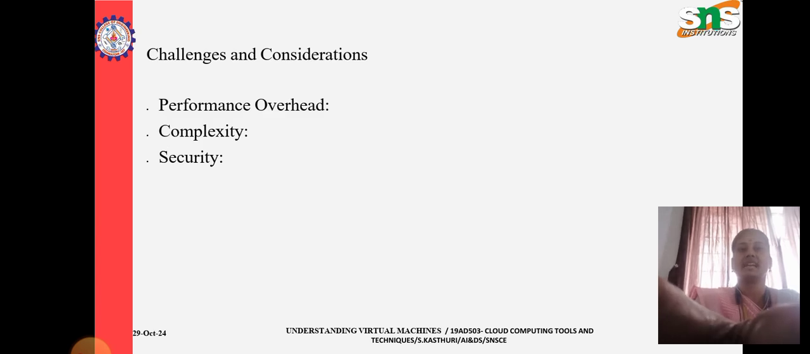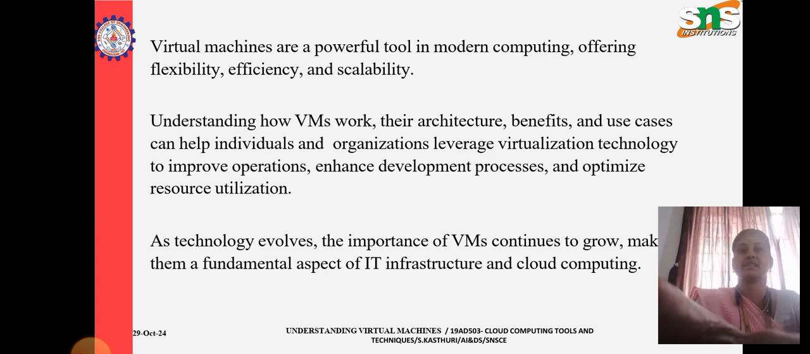What are the challenges and considerations we face? They are performance overhead, complexity and security. In performance overhead, VMs may introduce some overhead compared to running directly on physical hardware, particularly with Type 2 hypervisors. Complexity: managing multiple VMs can lead to complexity, requiring robust management tools and practices. Security: while VMs are isolated, vulnerabilities in the hypervisor can potentially expose all VMs to risk.